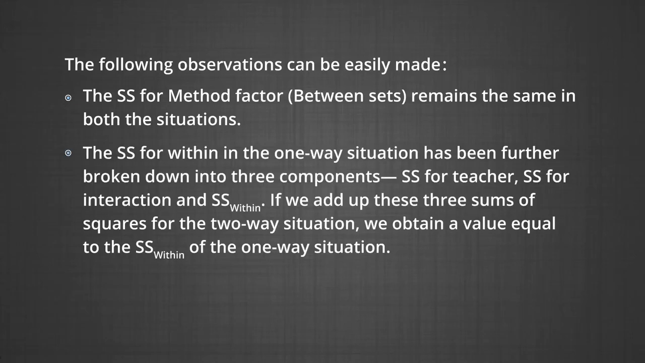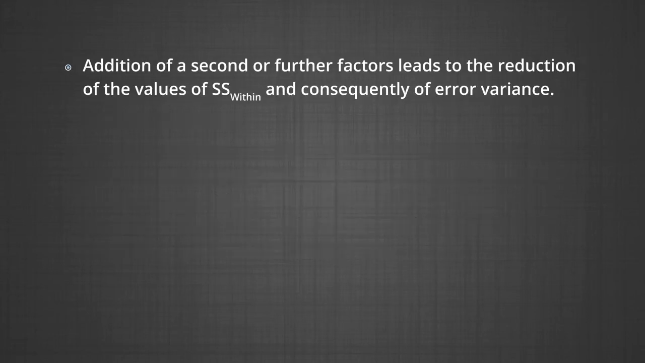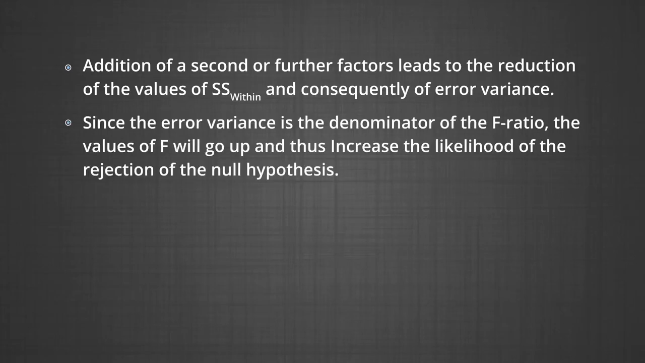The SS for within in the one-way situation has been further broken down into three components: SS for teacher, SS for interaction, and SS within. If we add up these three sums of squares for the two-way situation, we obtain a value equal to the SS within of the one-way ANOVA. Addition of a second or further factors leads to the reduction of the values of SS within and consequently of error variance. Since the error variance is the denominator of the F ratio, the values of F will go up and thus increase the likelihood of the rejection of the null hypothesis.